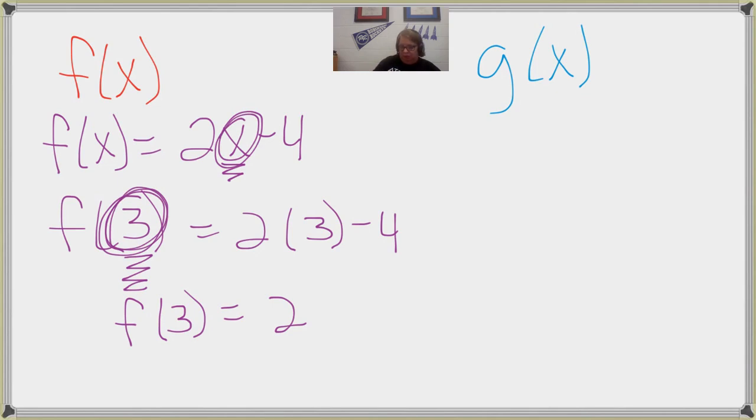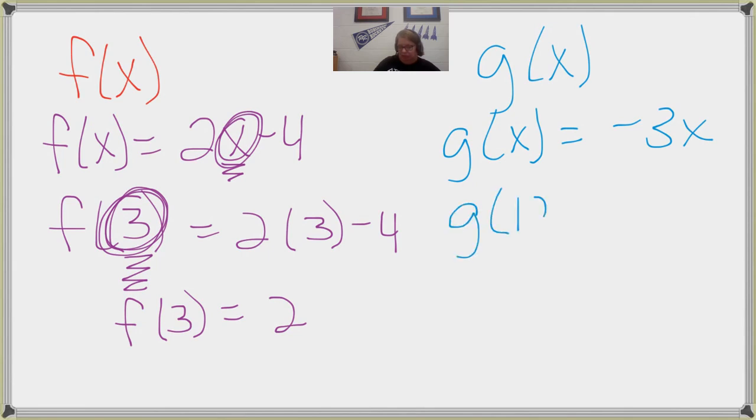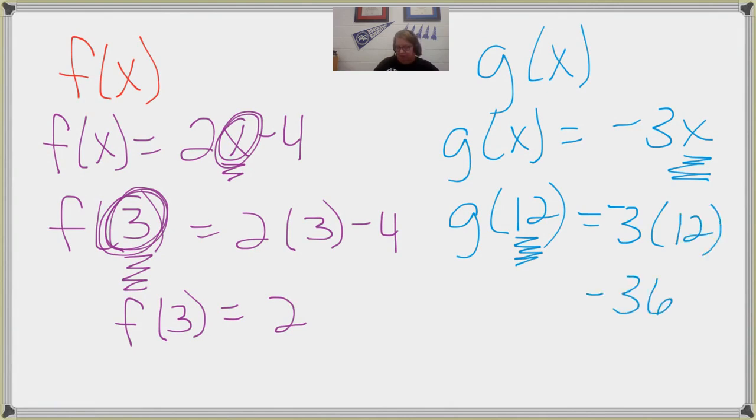The same would be true for this g of x. Let's say if we had g of x equals negative 3x, and I wanted to find g of 12. Then I would take what's in the parentheses and replace this x with it. So it'd be negative 3 times 12, which is negative 36. So g of 12 would be negative 36. That means for that function, where the x is 12, the y is negative 36. Whether you're looking at the table or the graph or an equation, if you plug 12 into the equation, we get negative 36. Okay, so today we're taking that a little bit further.